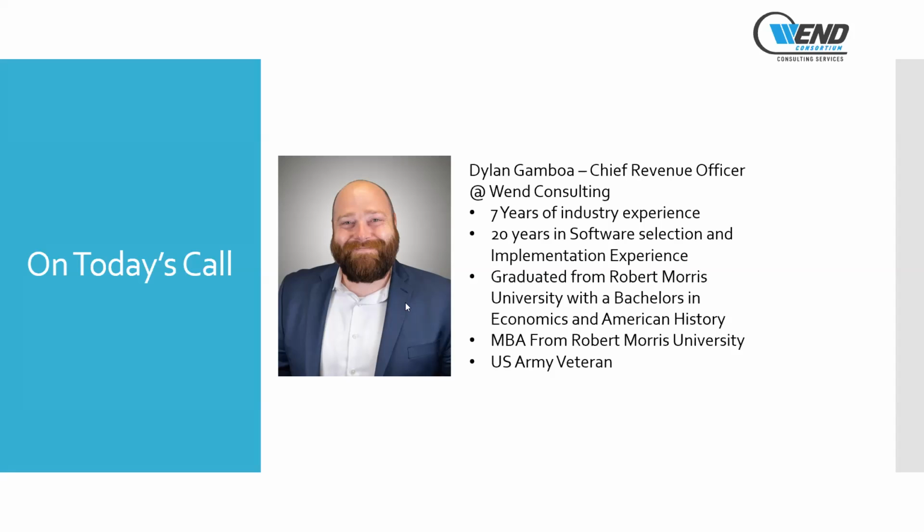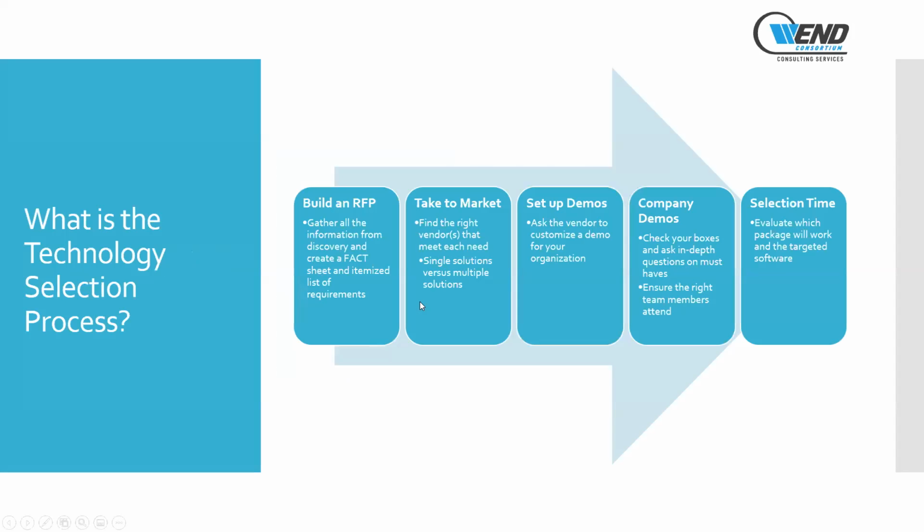So what is technology selection? At a high level, technology selection can simply be put together in five simple buckets. We'll go through each one of these buckets and how you can definitely work to be successful in your technology selection, how you can bring everybody and everything together to make the right decision, and what it looks like coming out the backside of the technology selection.